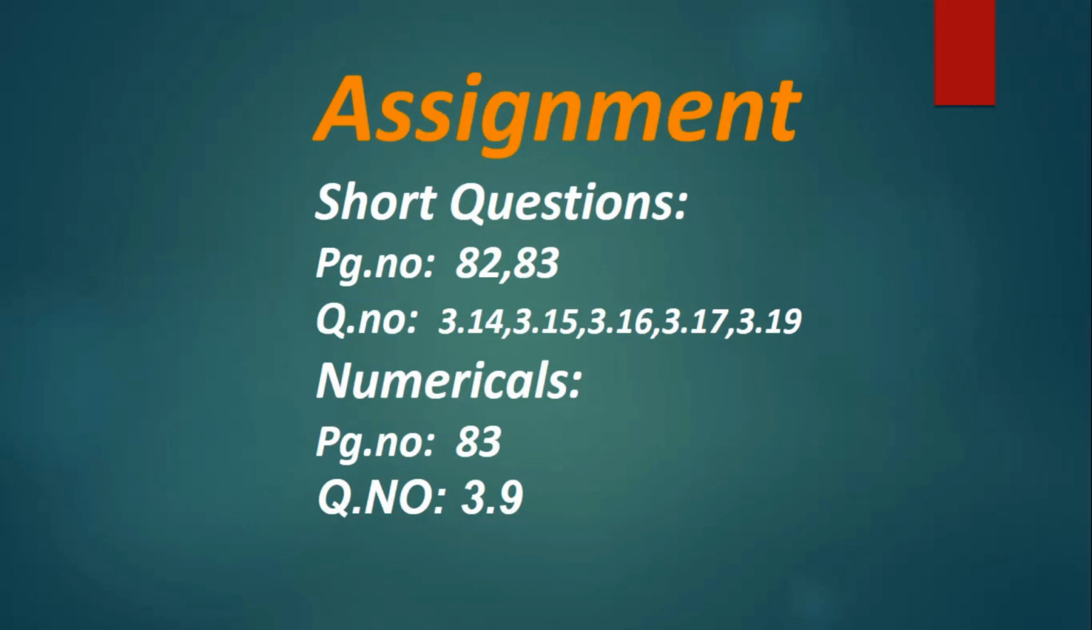Now this is the assignment for you. Short questions, page number 82 and 83. Question numbers 3.14, 3.15, 3.16, 3.17, 3.19. These are short questions and you can write them on your copy. And numerical problem, only one problem regarding friction. It is 3.9, page number 83.